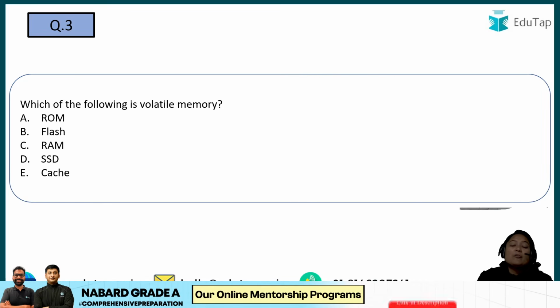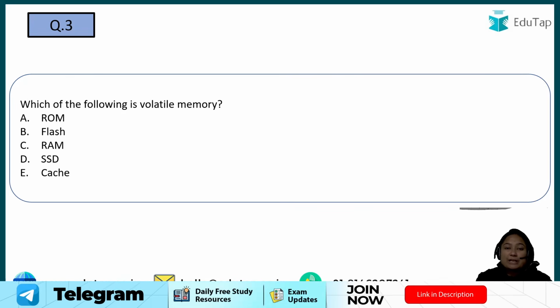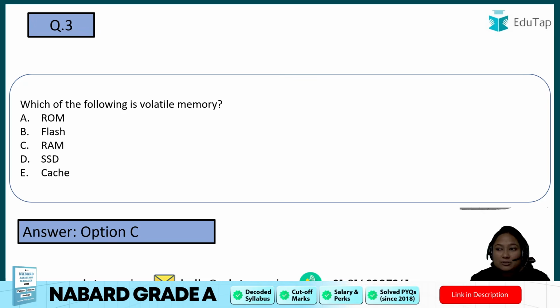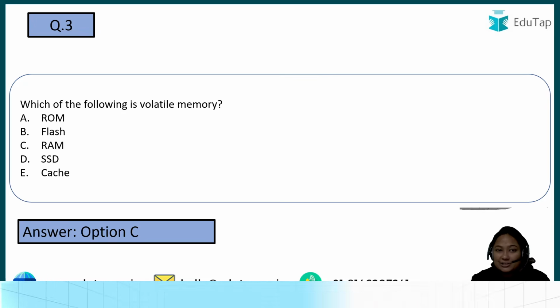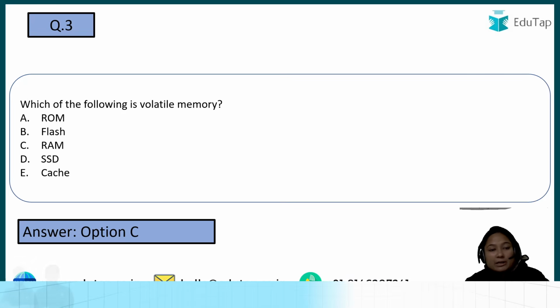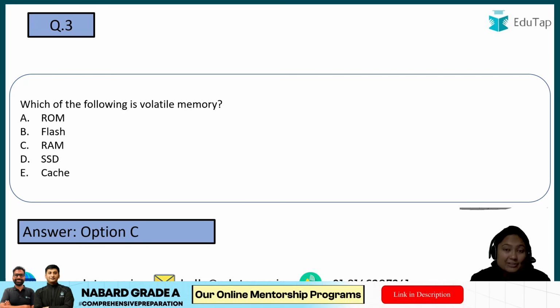Now, which of the following is volatile memory? Volatile memory means the data will be stored temporarily. In which type does that happen? ROM, flash, RAM, SSD, or the cache memory? The correct answer here will be option C, the RAM. Because in the cache, static memory is there, constant refreshing is not required. As long as you're storing the data, it will not be volatile. However, in RAM, if you're working on a file, it is stored. If power is gone, data will be gone.